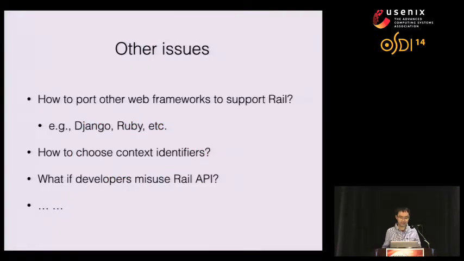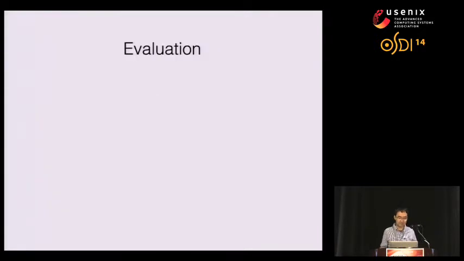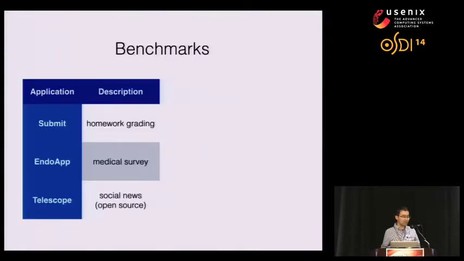There are some other issues that I don't have time to talk about. If you have questions, you can look at the paper. Now let's focus on evaluation. Our evaluation is based on 3 real-world applications. Submit is a homework grading website. Endo app is a medical survey application. Telescope is an open source social news application.